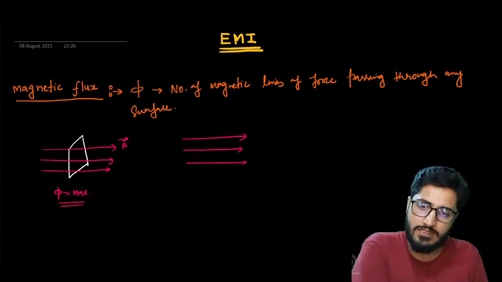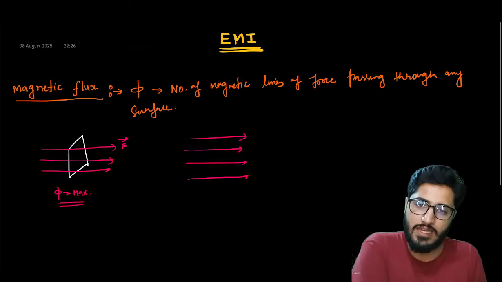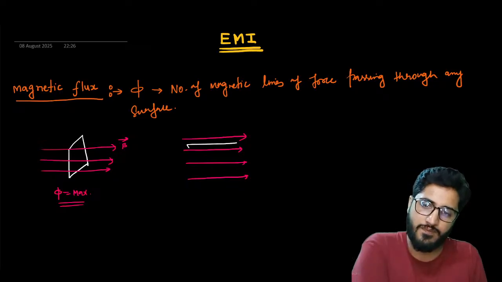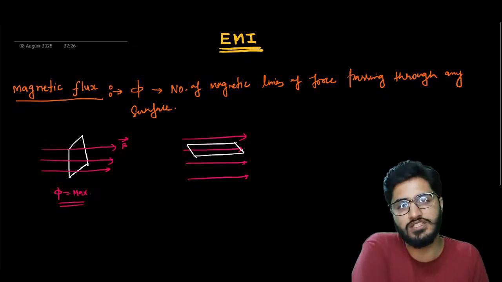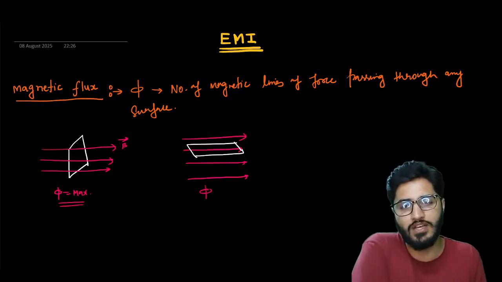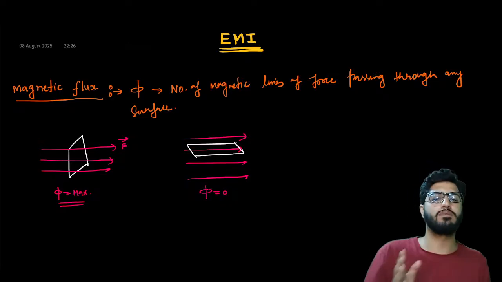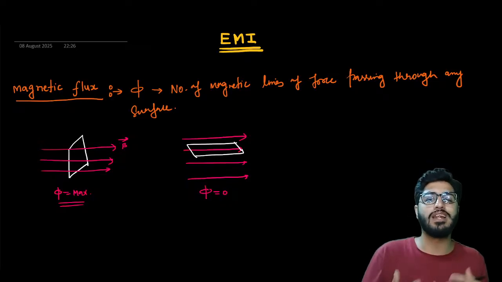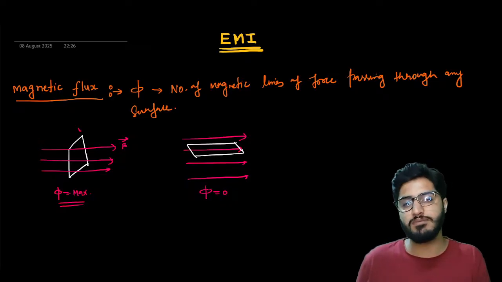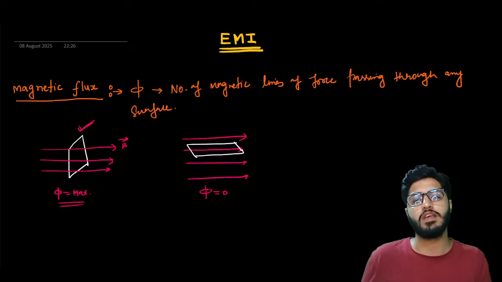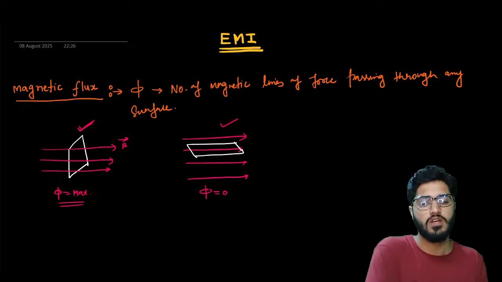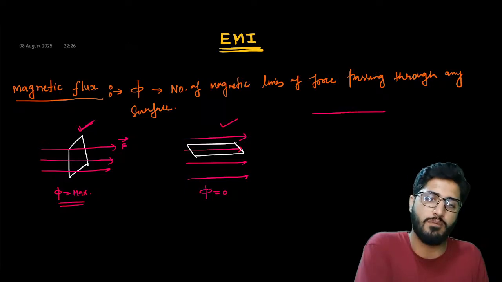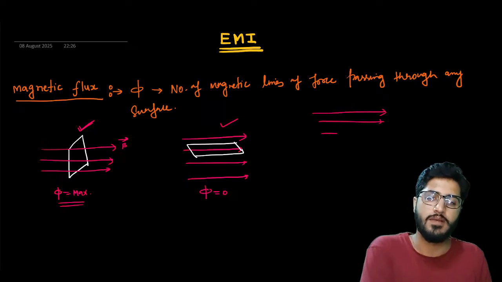So now, if these are my magnetic field lines and my area is lying in this way, you can see no line is crossing this area. So what is the flux? The flux is zero. Flux simply means how many lines are crossing your area. So here maximum lines are crossing, phi is maximum. Here no line is crossing, so phi is zero.